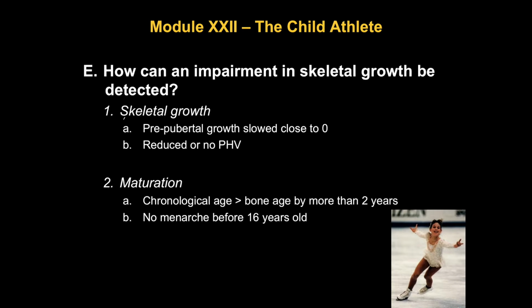Well, we can look at skeletal growth. We can also look at the prepubertal growth. If it's slowed or close to zero, that means that we're not seeing any further development and attainment of overall size that would normally occur. That is a sign. If there's reduced or no peak height velocity, so again, the rate at which bone is lengthening, how is that affected is important here.